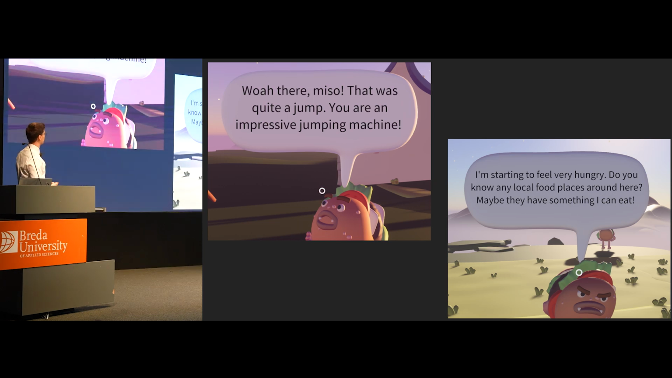And you can see here other examples of creatures reacting. You can see on the top left a creature reacting to a player called Miso, which is jumping. And it says, whoa there, Miso, that was quite a jump. You're an impressive jumping machine. Or like another creature that is starting to feel hungry, and it says, I'm starting to feel very hungry. Do you know any local food places around here? Maybe there's something I can eat. And you can also see the facial expression in the two cases is different because being hungry is a less pleasant situation. So also the emotion that decides the facial expression is decided by our language model.